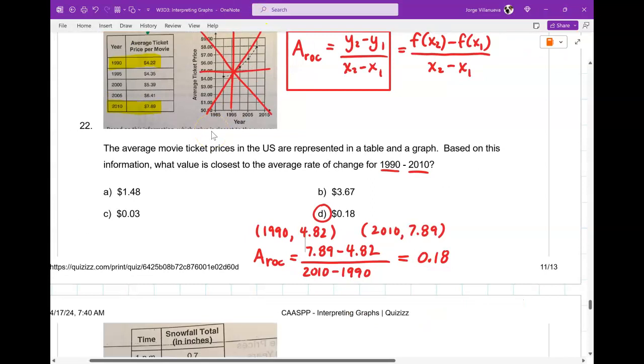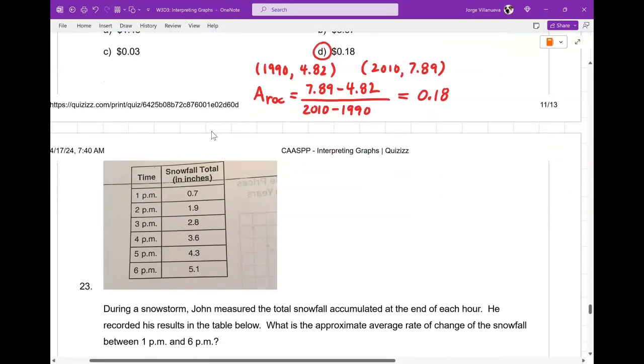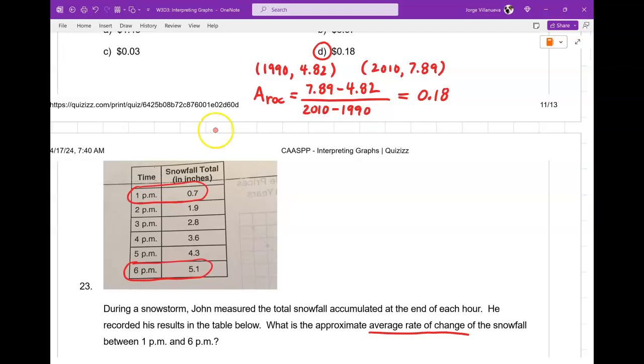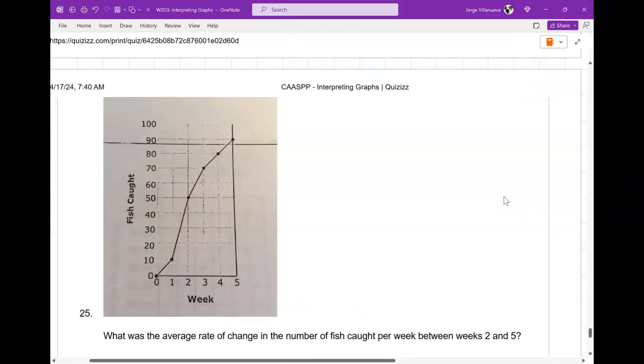Okay, so you can see right here, the average snowfall. So the average rate of change of the snowfall, right? So they'll tell you 1 p.m., 6 p.m., so you'll use this and this as your X and Y's, right? So it's not that it's difficult to do, but you are going to have to actually calculate for that, all right? And notice there's more than just one, so I think the rest of them are like that.